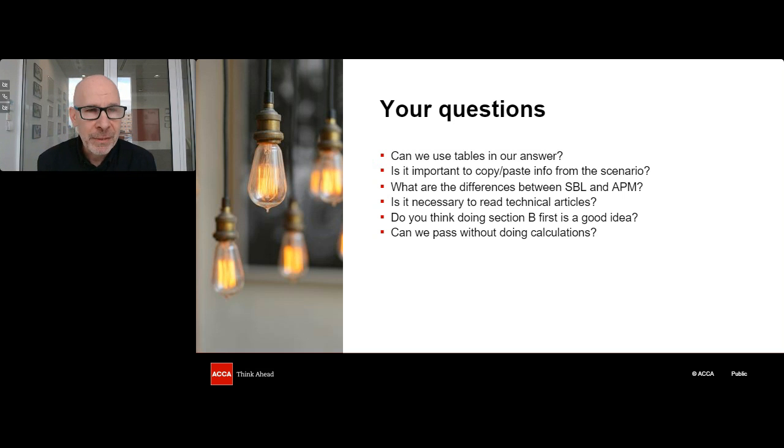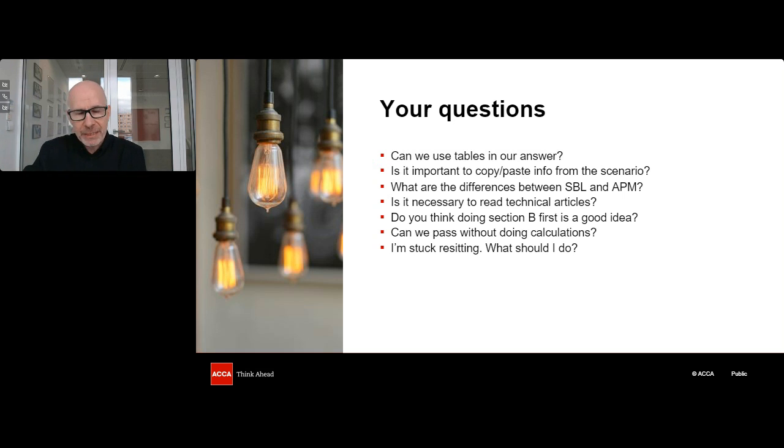Yeah, in theory, you could pass only doing question 1, couldn't you? In theory, you could pass without doing the calculations, but it's not a good idea. You want those marks. Calculation marks tend to be easier too, right? Calculating some KPIs, I think you can do that.